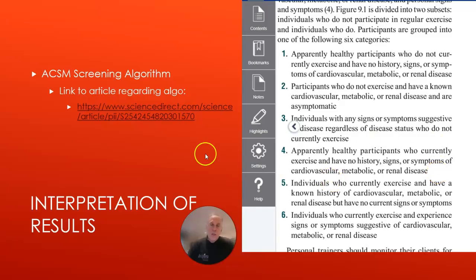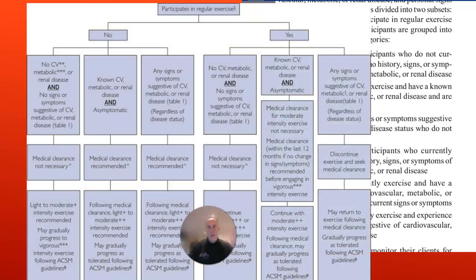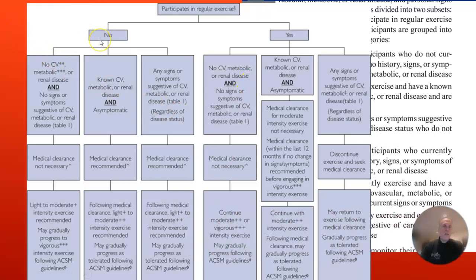The screen grab you'll see come up on the screen is from this article in Science Direct. You can do a control click and it'll open right up. This is actually rendered correctly, where it shows participates in regular exercise, no, or yes. If a person does not participate in regular exercise, they would be over in this domain. If they do participate, then they're in this domain. If the person does not exercise, but they show no cardiovascular, metabolic, or renal disease, and no signs or symptoms suggestive of these, medical clearance is not necessary.